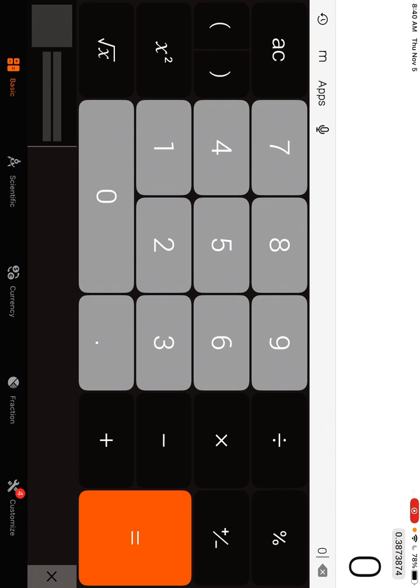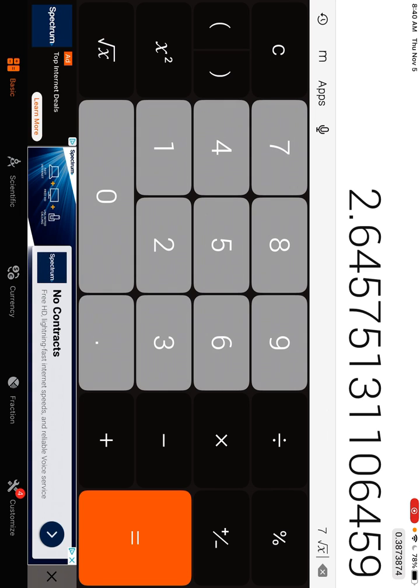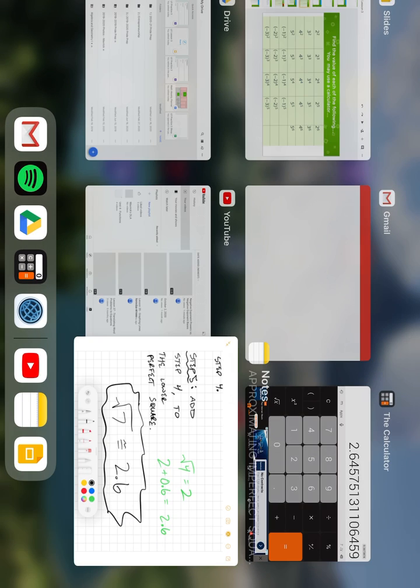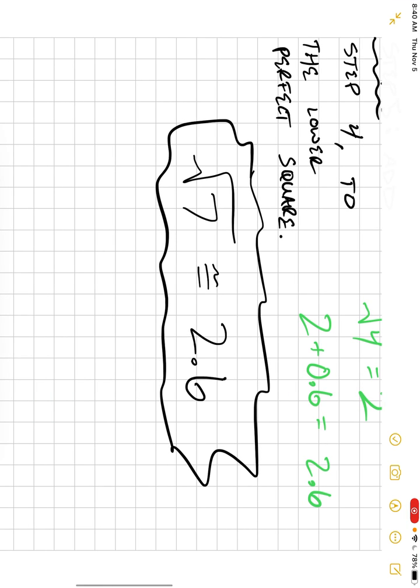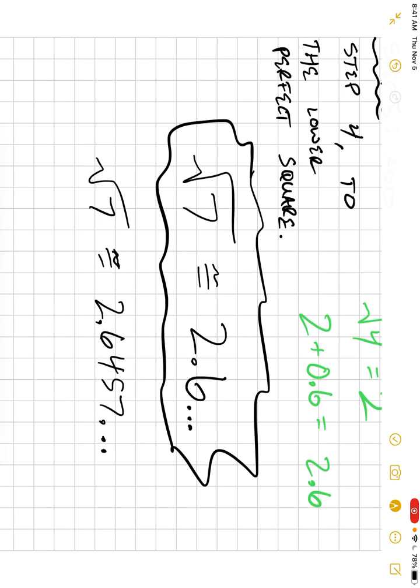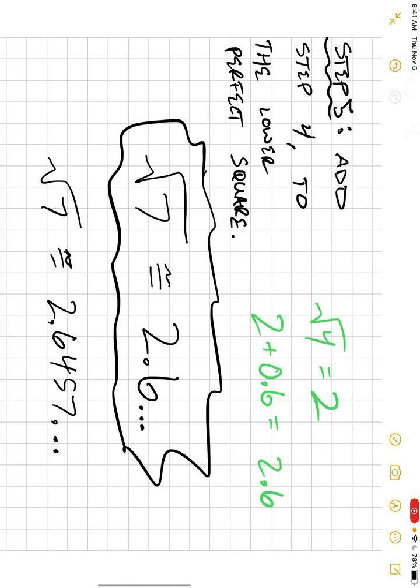So let's try it out. So 7 square root 2.645. So it's square root of 7, and we should have a dot dot dot here to show this goes on forever. Square root of 7 is about equal to 2.6457 dot dot dot. So we were very close. We had the first decimal done. And that's all we need to be able to do to approximate perfect squares.